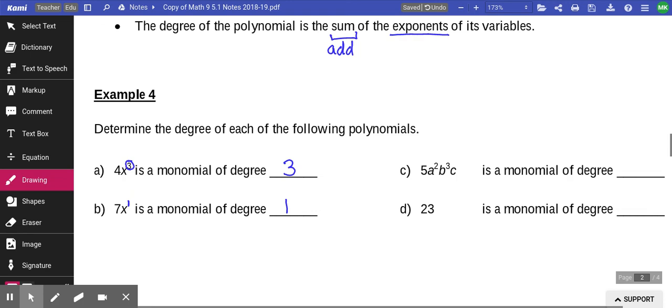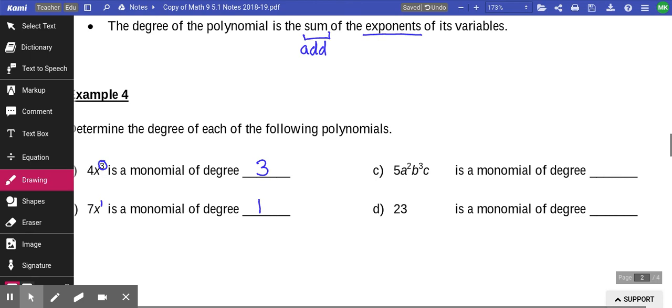So C has multiple exponents. There's a 2, there's a 3, and there's a 1. So to figure out the degree, you need to do the sum or add all the exponents. So this would be a degree of 2 plus 3 plus 1. That would be degree 6. Isn't that one Pythagorean theorem? It looks like Pythagorean theorem, though. Kind of does, doesn't it? A squared plus b squared equals c squared. Yeah. It's not. I'm sorry, that's what I immediately thought.